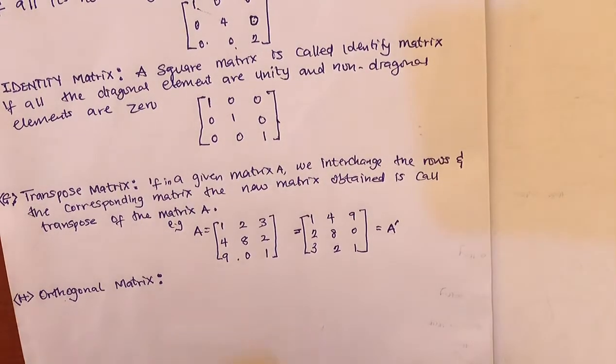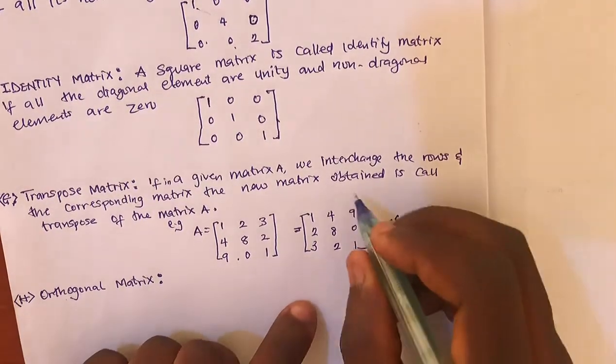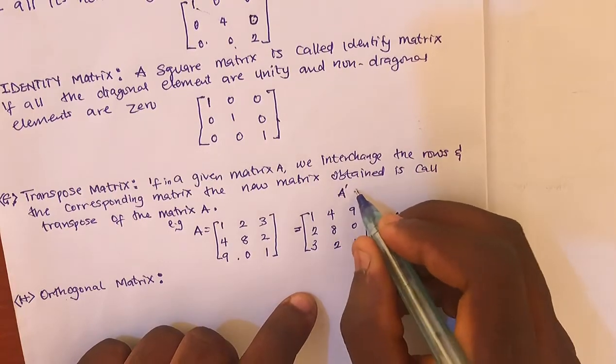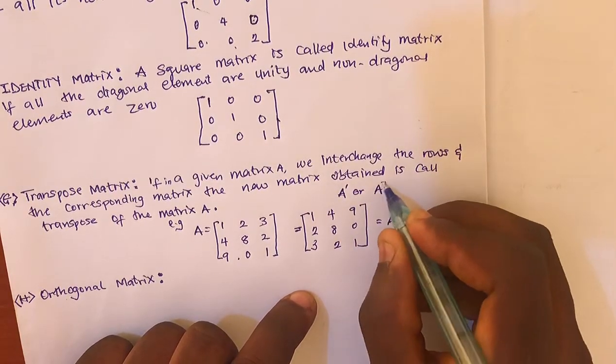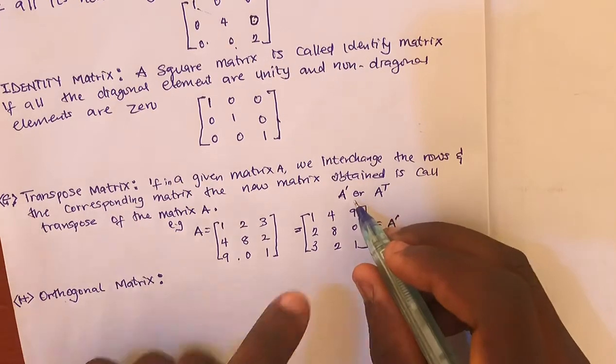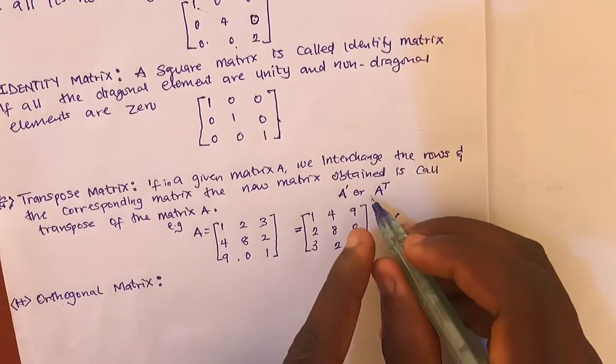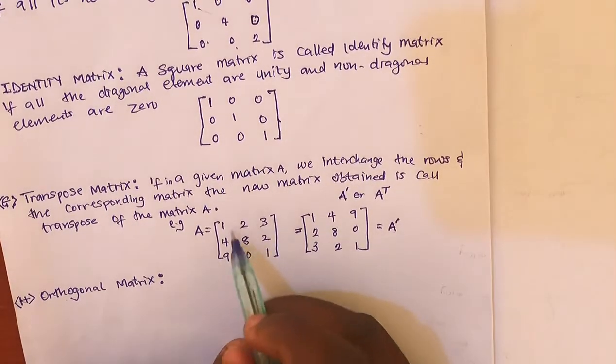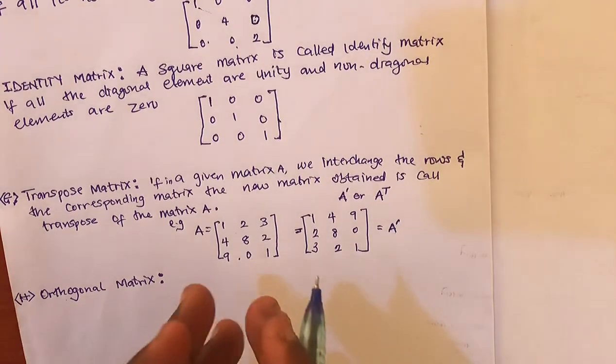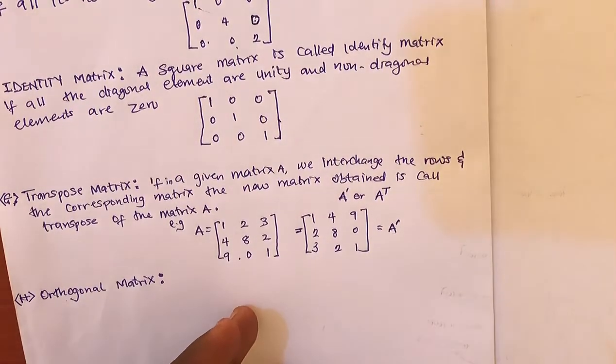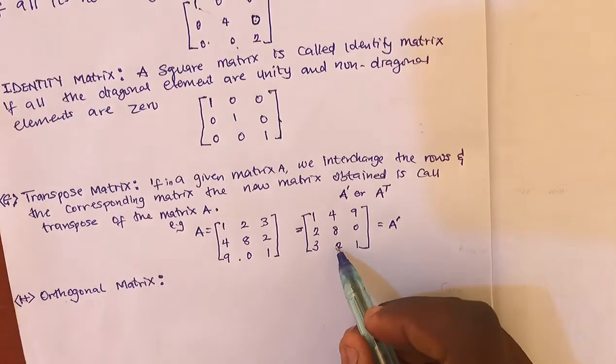A transpose matrix can be represented as either A prime or A transpose. You can denote it like this, as A prime or A transpose. So the interchange of the rows and also the columns of this matrix is known as the transpose of the matrix.